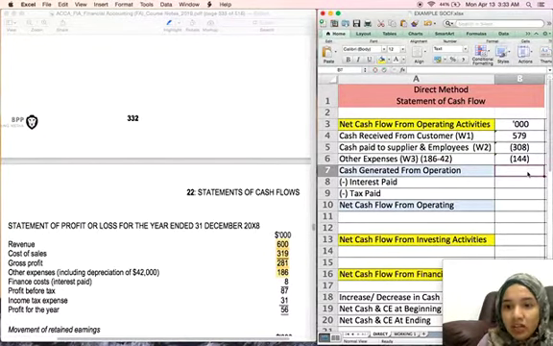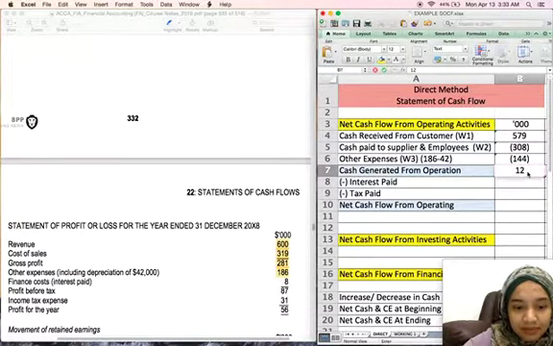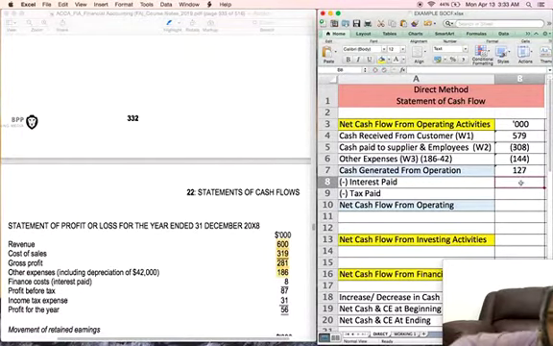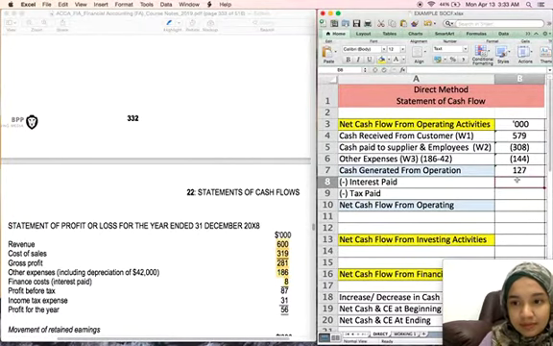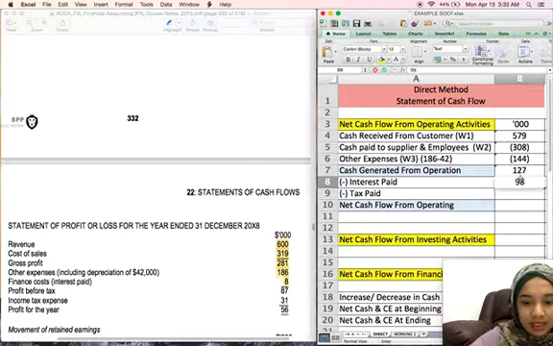Okay, so can you find the cash generated from operation? Calculate 579 minus 308 minus 144, you will get 127. Okay. And then interest paid, you will get from here, 8. Minus 8.